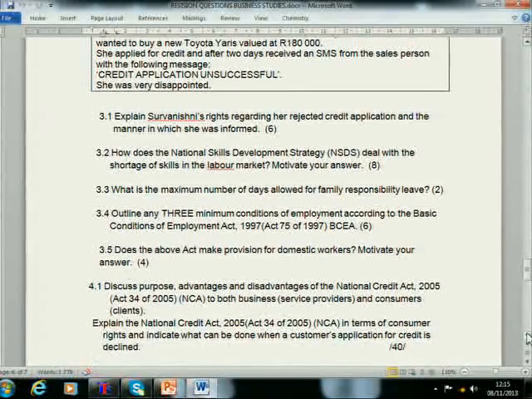Here's another example of an essay type question on the Acts. Like I indicated, it can be a question in Section A, multiple choice. It can be a question in Section B, direct questions. The examples that I've given you are examples of direct questions. This one is an example of an essay.